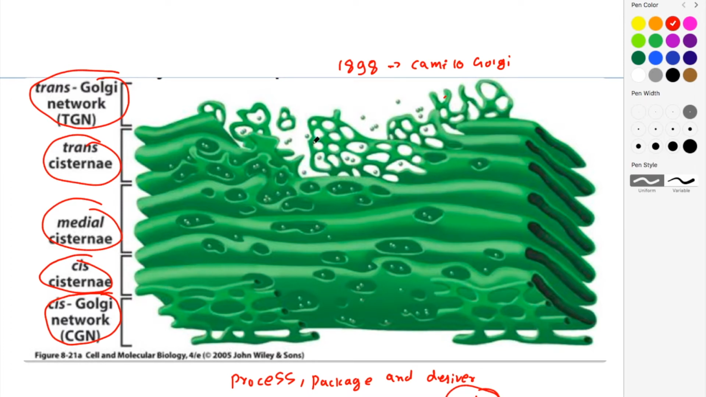And due to the budding of the vesicles, it's losing its membrane capability, right? So that's the idea.